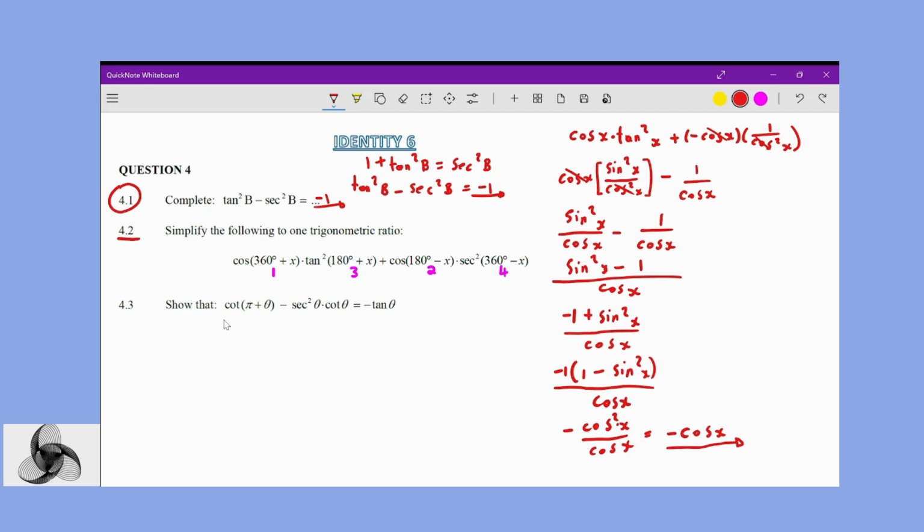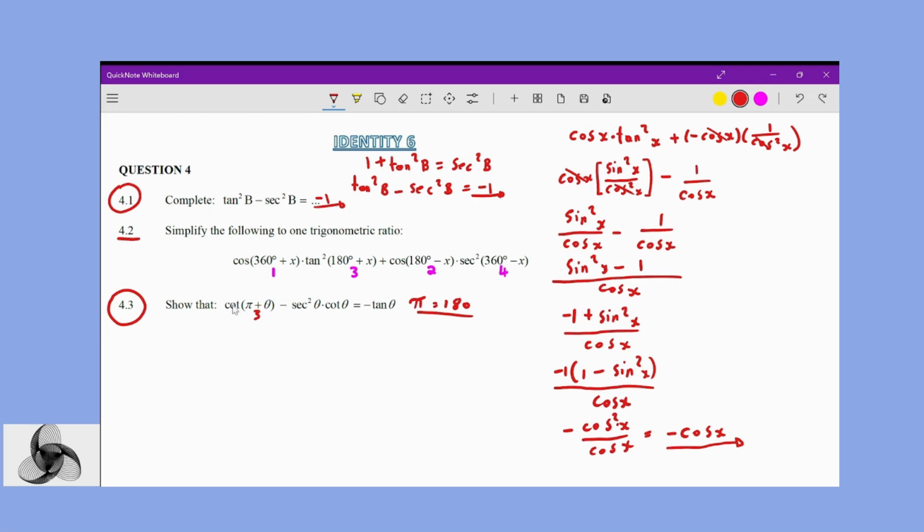Now let's look at this one, number 4.3. We've got cot of (pi plus theta) plus 180. Remember that pi is equal to 180 degrees, that's why I said 180. And then you have sec squared of theta multiplied by cot. Okay, let's simplify. This is in the third quadrant.